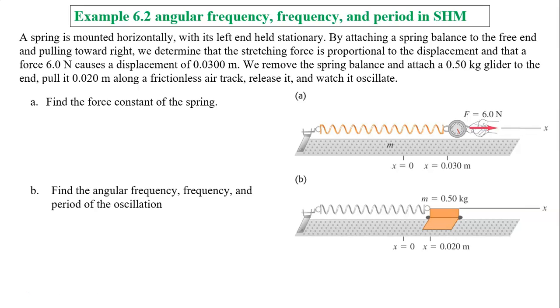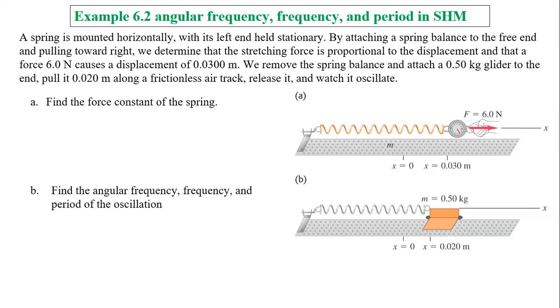Let's take a look at this example. A spring is mounted horizontally, with its left end held stationary. By attaching a spring balance to the free end and pulling toward the right, we determine the stretching force is proportional to displacement. That is, a force of 6 newtons produces a displacement of 0.03 meters. So this basically tells you F equals negative kx, it obeys Hooke's law, so the motion has to be simple harmonic motion.